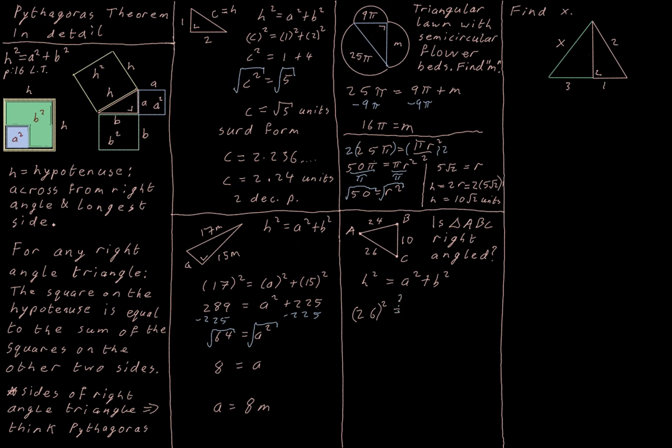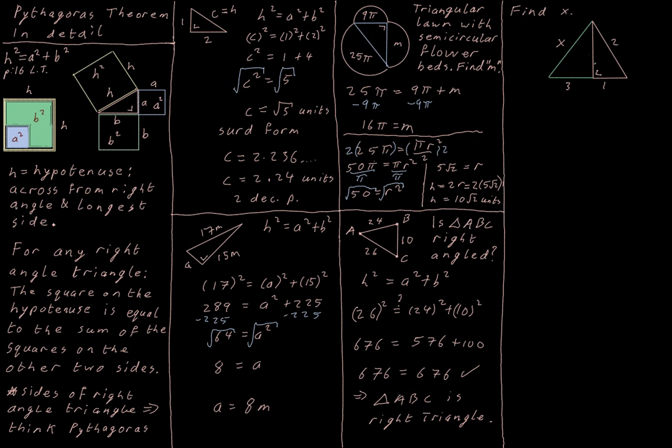hypotenuse. So is that going to work out, that 26 squared is equal to 24 squared plus 10 squared? Does that work out? And when I work it down, I get 676 is equal to 676. That equality is true. That means that h squared is equal to a squared plus b squared. That means that ABC is a right angle triangle, because Pythagoras worked, and that only happens for right angle triangles.